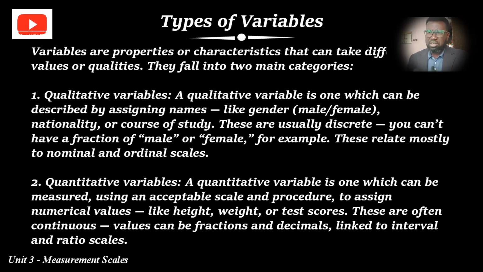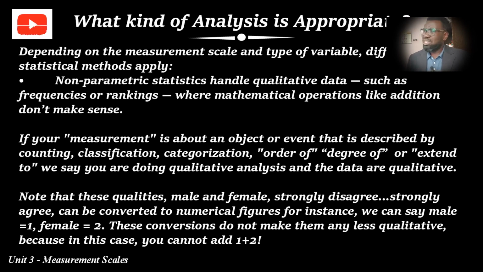Now, quantitative variables describe measurable quantities like height, weight, top best scorer, or something like that. These are often continuous. Values can be fractions and decimals in some instances, and they can be linked to interval or ratio scales. Okay, now let's go straight to what kind of analysis is appropriate for different kinds of variables.